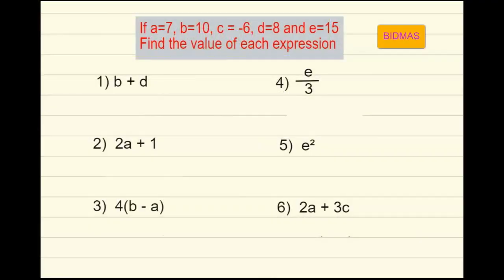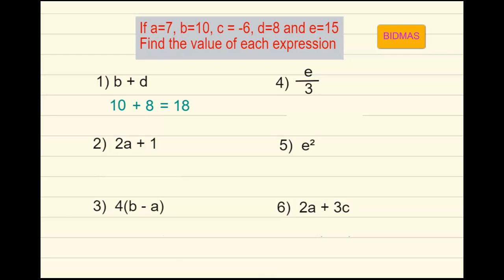Let's do some examples. Just a reminder that when we're doing calculations using substitution, the rule for BIDMAS applies. So if A is equal to 7, B is equal to 10, C is equal to -6, D is equal to 8, and E is equal to 15, find the value of each expression. So for number 1, we have B plus D. B is 10 and D is 8, so 10 plus 8 is equal to 18.